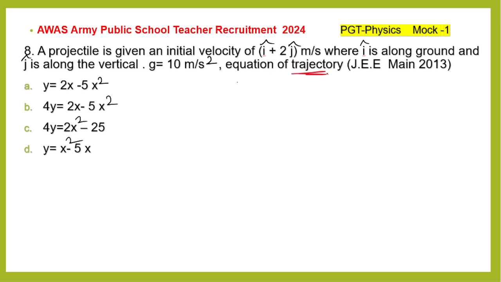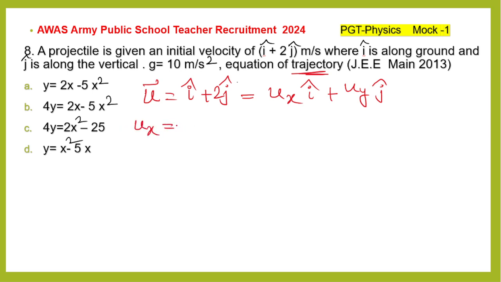So here the initial velocity is given, that means u is equal to i plus 2j, and this is our Ux i and Uy j. So the initial velocity along the x-axis is 1 meter per second, and the initial velocity along the y component is 2 meters per second.